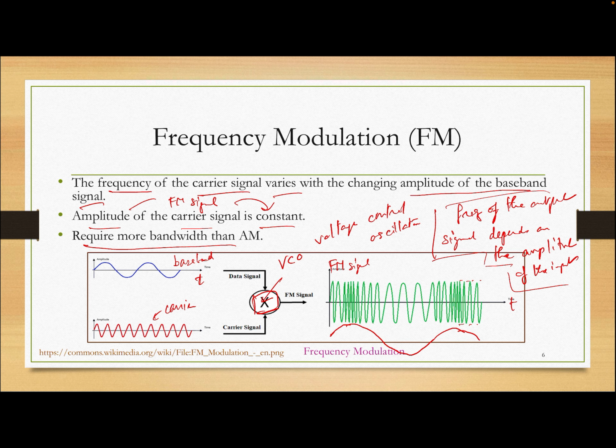So we can guess this is the baseband signal, which is correct, because for high amplitude of the baseband, the frequency is high. Low amplitude of the baseband is low frequency, changing like this. So this is the FM signal.